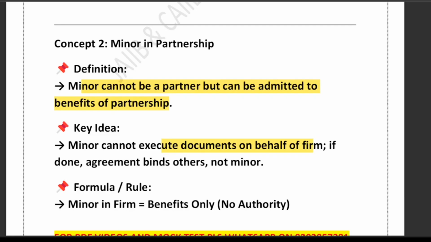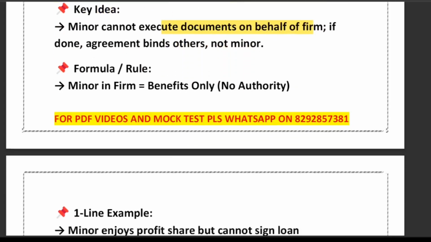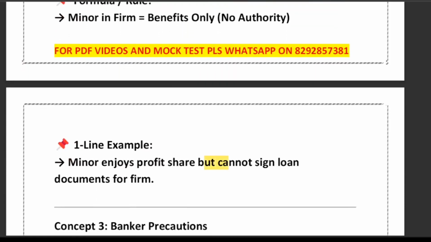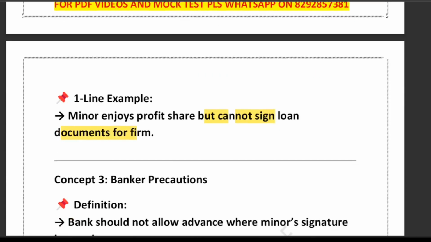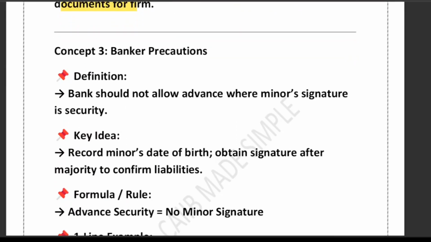Nobody can bind him. The agreement binds others but not the minor. That's the point. For example, a minor enjoys a profit share but cannot sign a loan document for the firm. He will enjoy the profit share, but he cannot sign a loan document for the firm. Now the banker's precaution, a very important aspect.